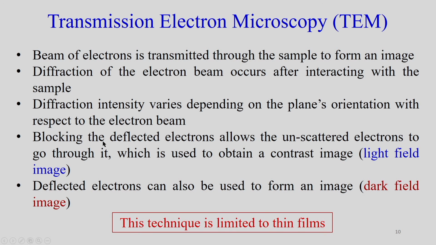So, after that, if you block the deflected electrons and only allow the unscattered electrons to go through, then we obtain a contrast image, and that is known as the light field image. And if you only take the deflected electrons to form the image, that is known as the dark field image. So, we have both the light field image as well as the dark field image. The dark field image is coming from the deflected electrons, and the light field image is coming from the unscattered electrons.